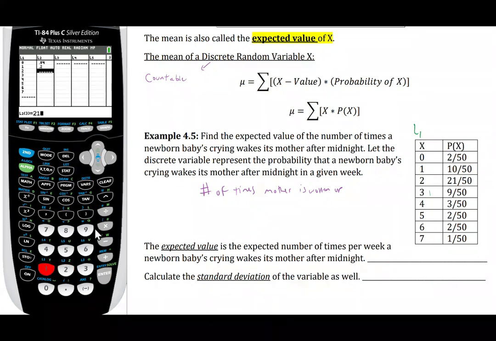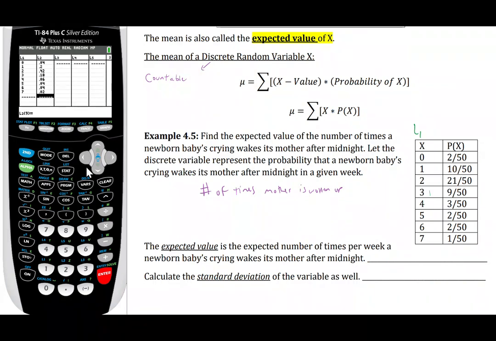21 divided by 50, missed it, there we go, 9 divided by 50, 3 divided by 50, 2 divided by 50 twice, and then lastly 1 divided by 50. Notice that when we type in those fractions into the lists, the calculator automatically converts these to a decimal.